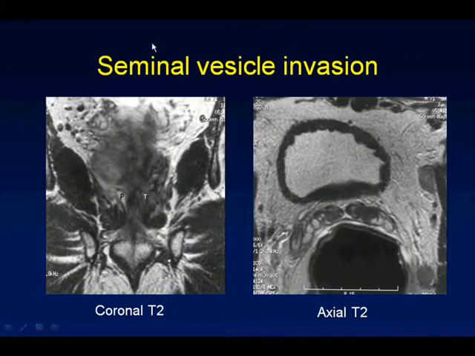A case where there's seminal vesicle invasion. Seminal vesicles tend to be normally bright, so these are normal seminal vesicles here, bright on T2, and here you can see they're invaded by tumor immediately as they become dark. Not only that, this patient also has lymph nodes. So with MRI, you can do local staging.